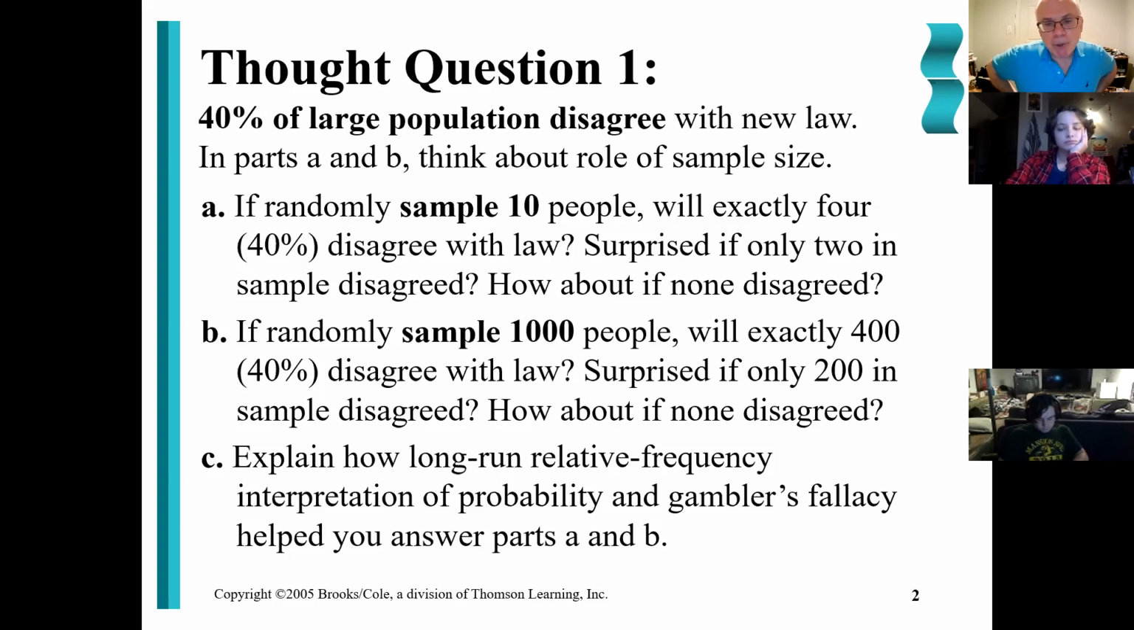So again, the gambler's fallacy says, if you have a sample of 10 people, what if you end up with nobody disagreeing with the law? Does that seem highly unlikely? Many people say yes. But the answer is really no. It's possible, right? It's not 0 chance of that happening. And so people use the idea of relative frequency with small samples, and that's where they make their mistake.